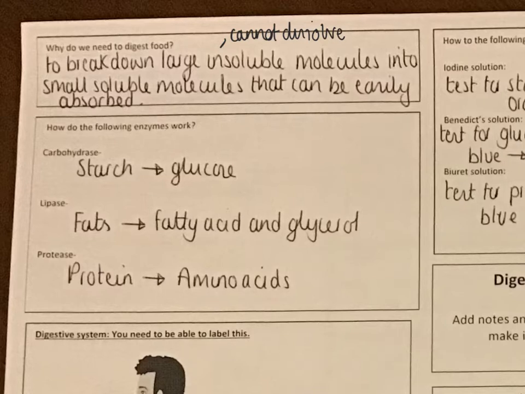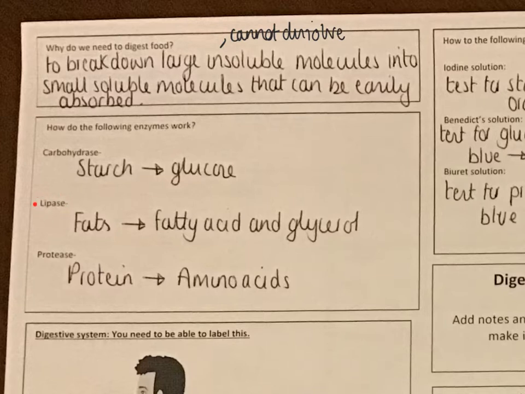Then we've got, how do the following enzymes work? Well, we have, first of all, carbohydrase as an enzyme, and it breaks down starch. It's going to break starch down into glucose. And we know that glucose is our posh word for sugar.